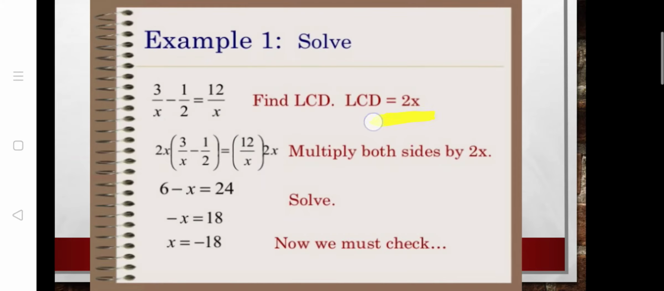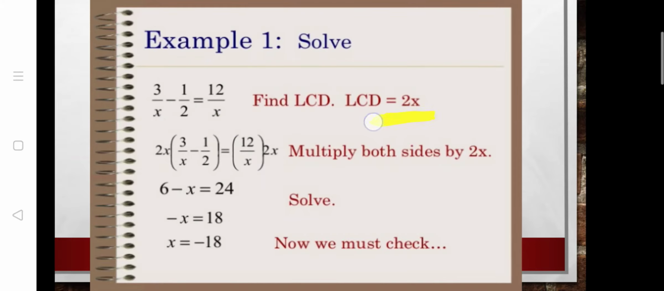And to make sure that this is the least common denominator, let's try to check if it is possible to divide this LCD by the denominators in the given rational equation. So 2x divided by x, that is possible. 2x divided by 2, that is also possible. And 2x divided by x is also possible. Now, let's proceed to the next step, which is you have to multiply both sides by the LCD.